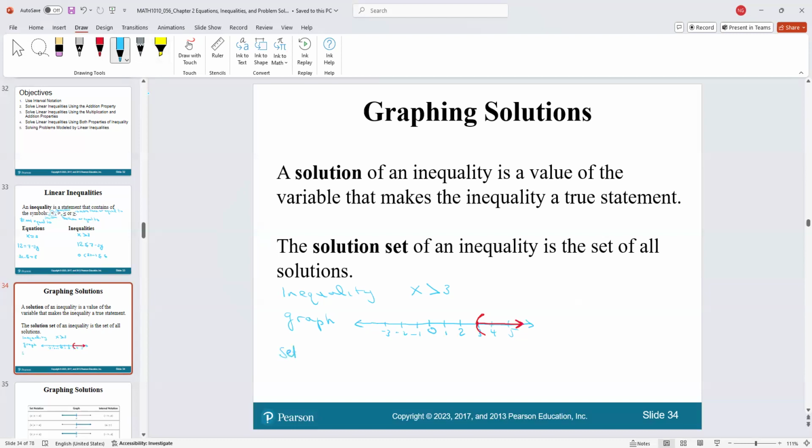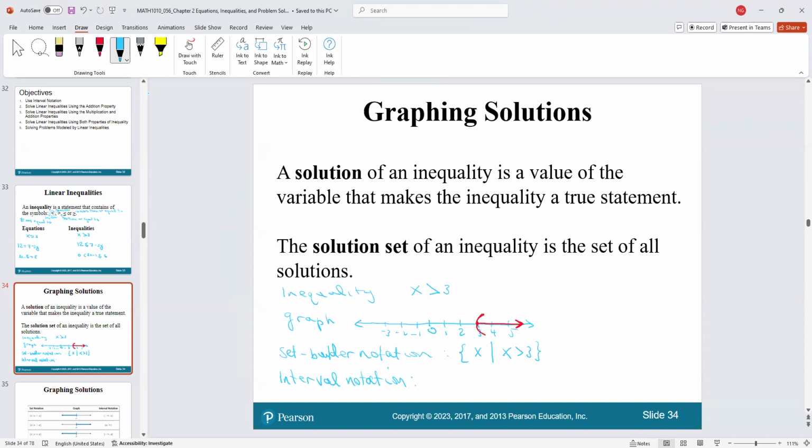So set builder notation: we can say the solution is x such that x is greater than 3. This is the set builder notation. And then you have the interval notation. It's a different way of presenting the solutions of an inequality. Interval notation.